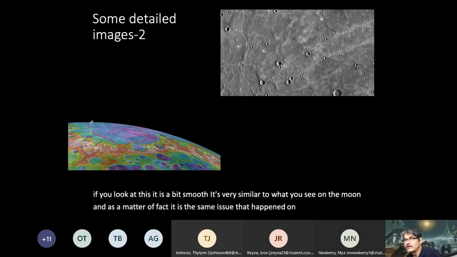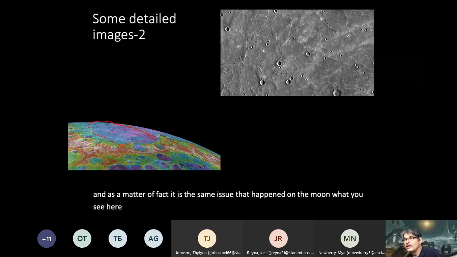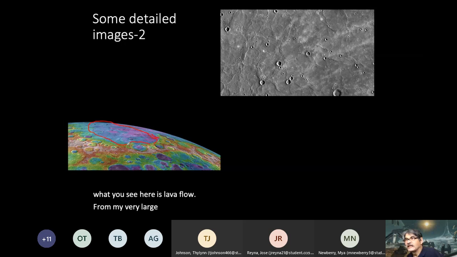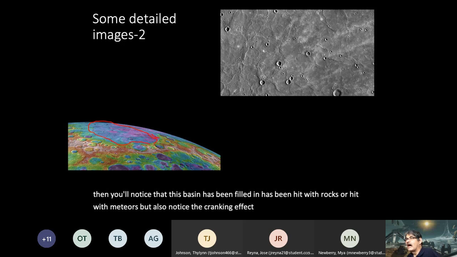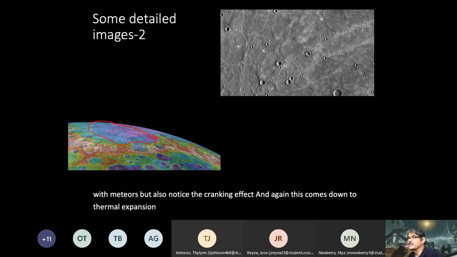What you see here is lava flow from a very large impact. And that lava flow actually filled in this basin. And then you'll notice that this basin has been hit with rocks or meteors, but also notice the crinkling effect. And again, this comes down to thermal expansion, contraction, expansion, contraction.